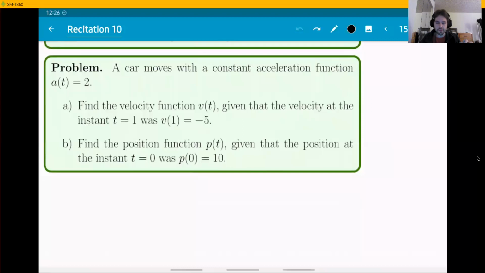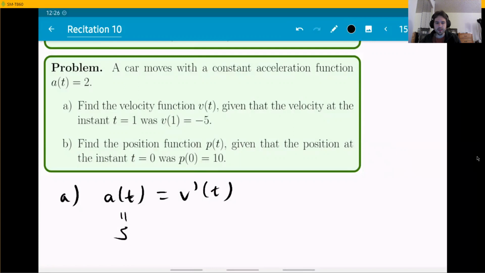All right, so here's the example that I wanted to give, a very simple one. A car moves with a constant acceleration function, a of t equals 5. First item is find the velocity v of t, given that the velocity v of 1 was minus 5. So let's do this. The function acceleration is always v prime, velocity prime. We should always remember this. Acceleration is the rate of change of velocity. So they told us acceleration is constant equals to 5, and we want to find v.